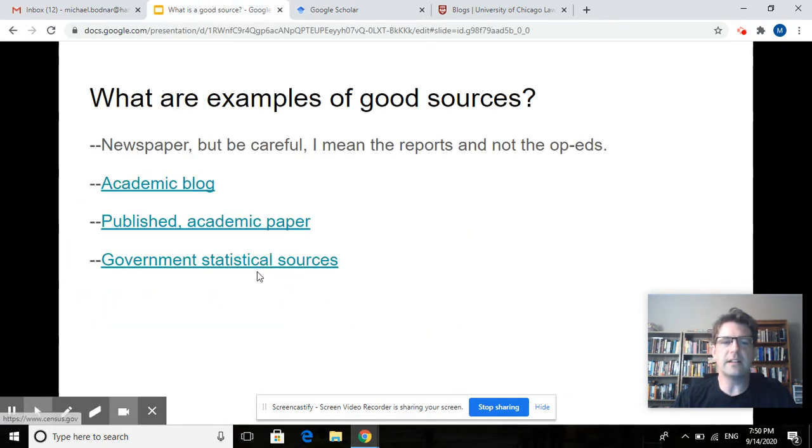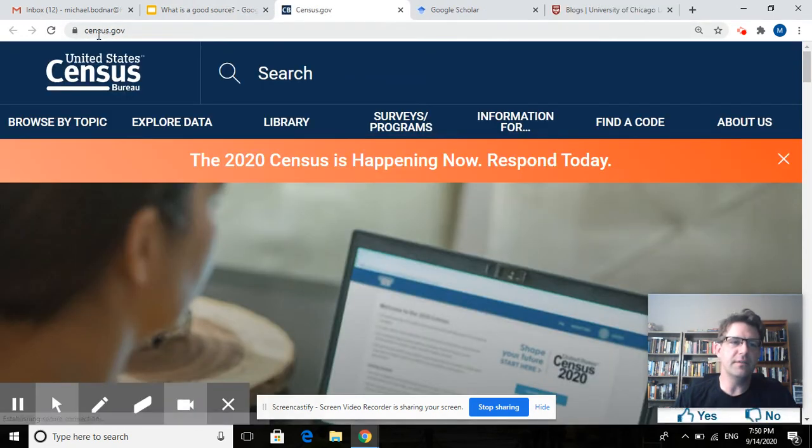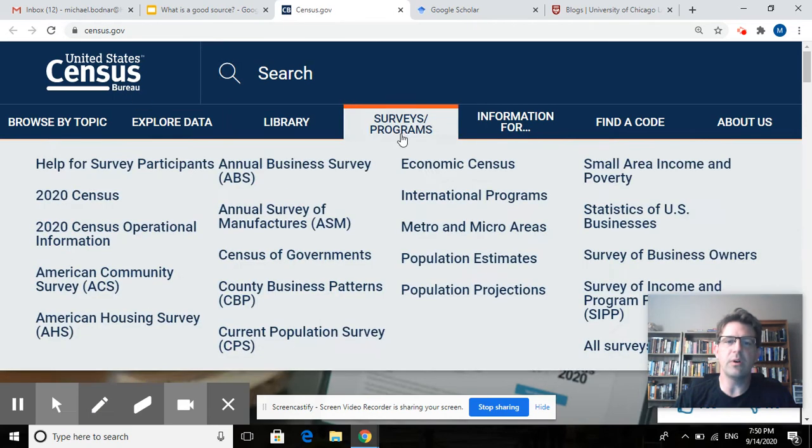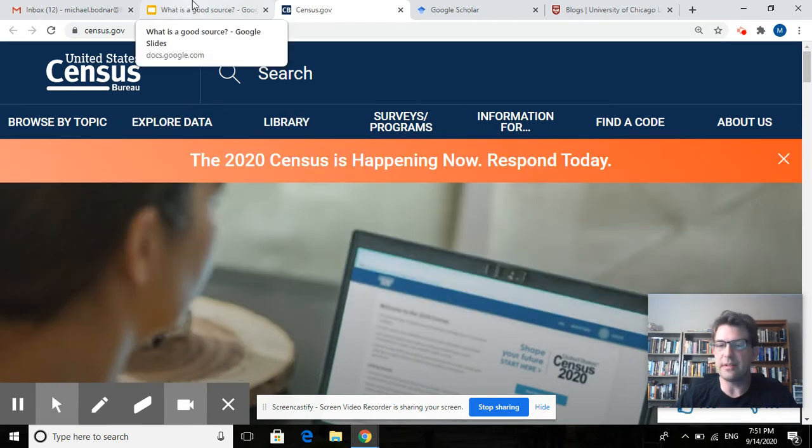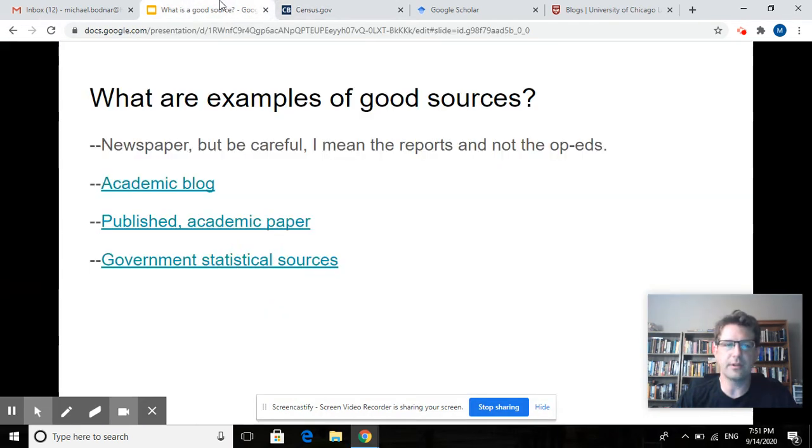All right. And then finally, government statistical sources are usually pretty good. So like if you see .gov, census.gov, this is the United States Census Bureau. And oh boy, look at all that, right? You've got annual survey of manufacturers. You've got all this kind of stuff here. These are all statistics. And you can find all kinds of stuff here based on statistics. You can browse by topic, so you can find information about race, business, so on and so forth. So the United States Census does a good job with statistics. If you get any stat out of here, you're good to go.